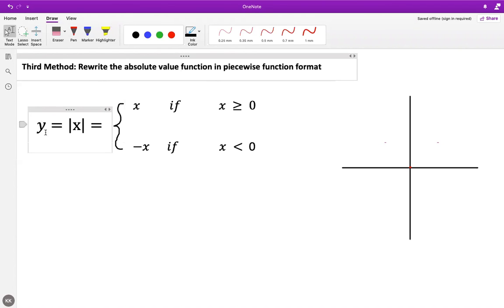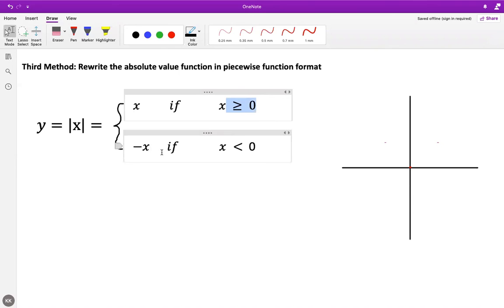Remember, in this format, y equals two different things, right? So y equals x and y equals negative x. If I put these two graphs together, it doesn't look like a function. That's why I need to restrict the domain for each function. So y equals x when x is greater than or equal to 0.